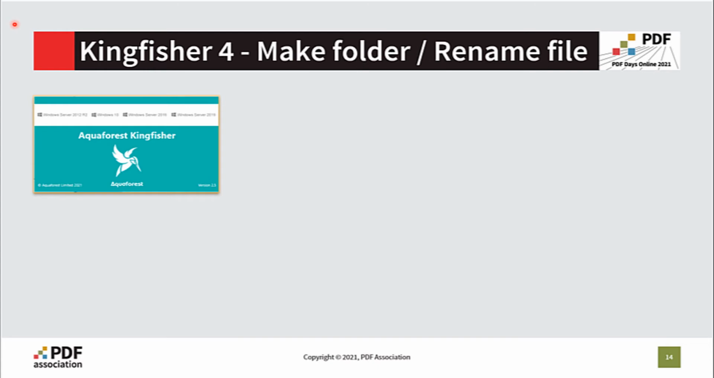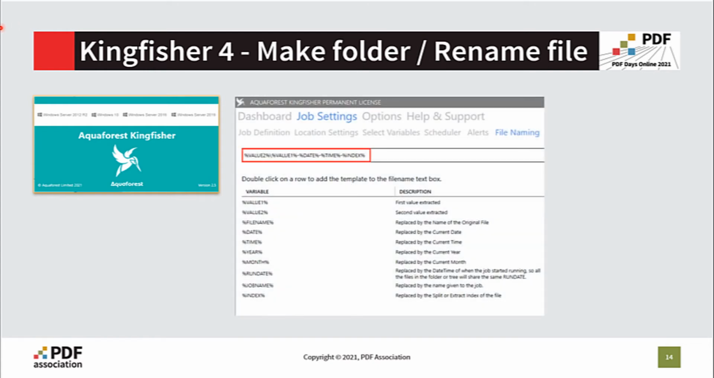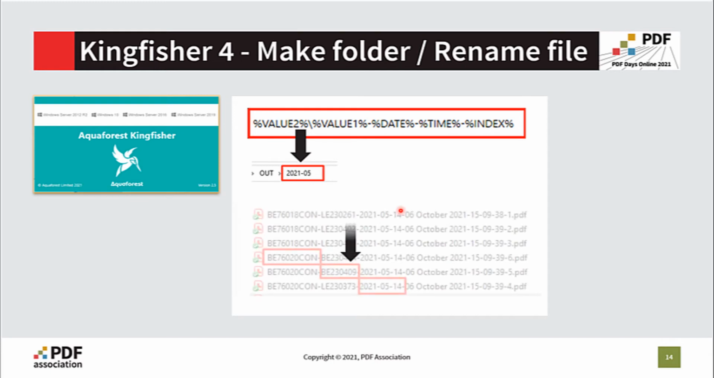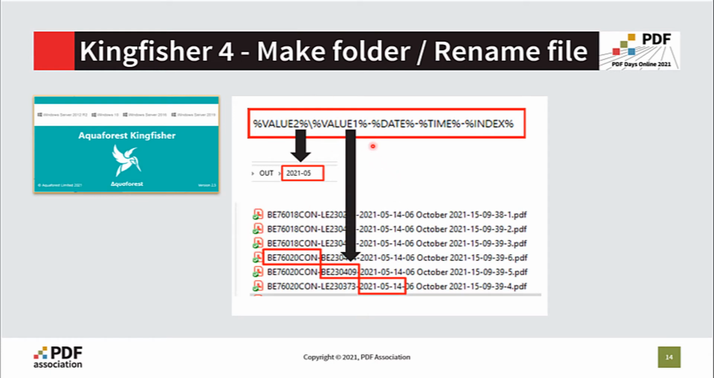Let's take a look at step number 4, making the folder and renaming the file. This is done in the file naming tab, where we create this string here on the top. We may make use of some variables which are available. Let's have a look in detail. First, we use the value number 2 to create the filing folder featuring the year and month of the shipment. Then we use the actual value 1 barcode read with the 3 references we spoke about earlier. And to that, we add a date and time stamp of the scan and an index at the very end.